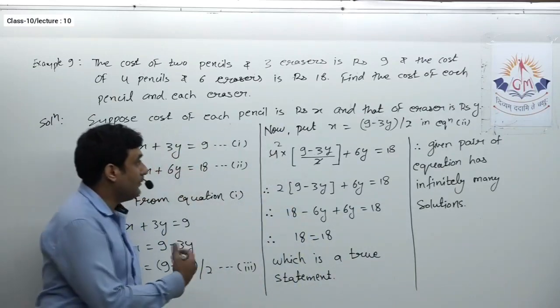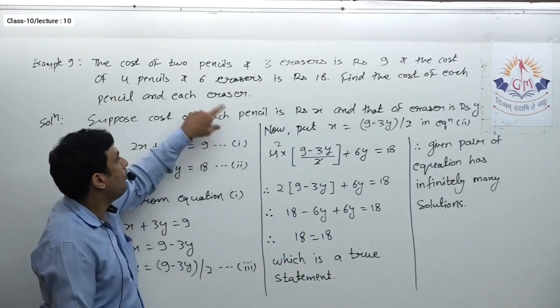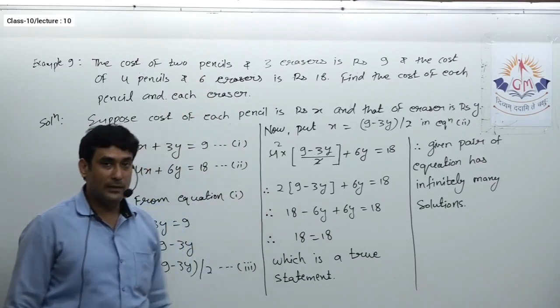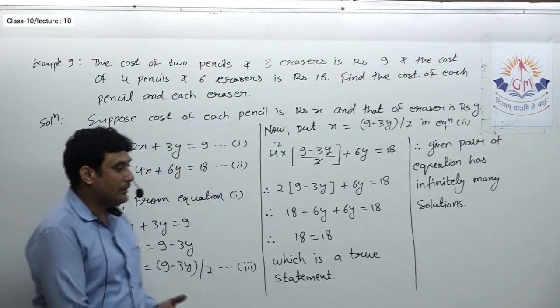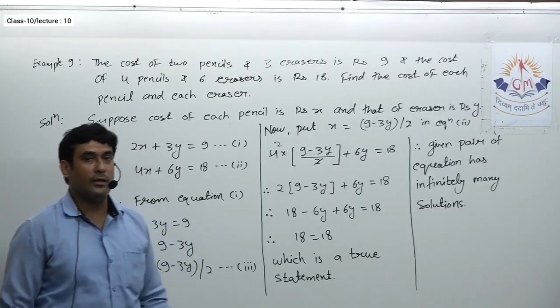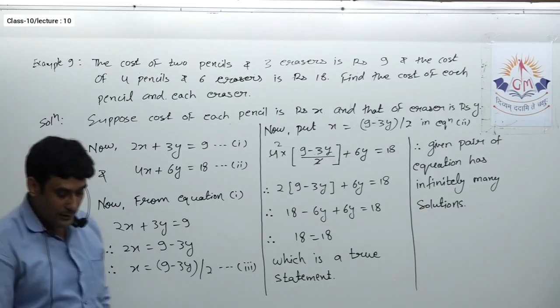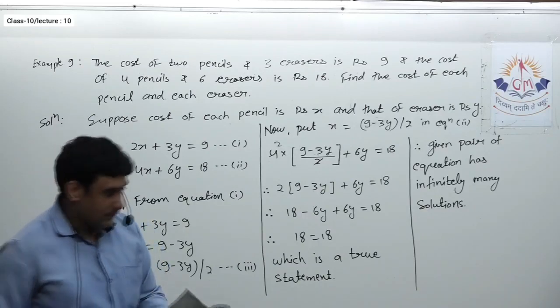So in this case we can also conclude that it is not possible to find the value of one pencil and one eraser, or in other words, there is no fixed value of one pencil and one eraser. Okay, so I hope this is clear to you. Now we'll see the next question.